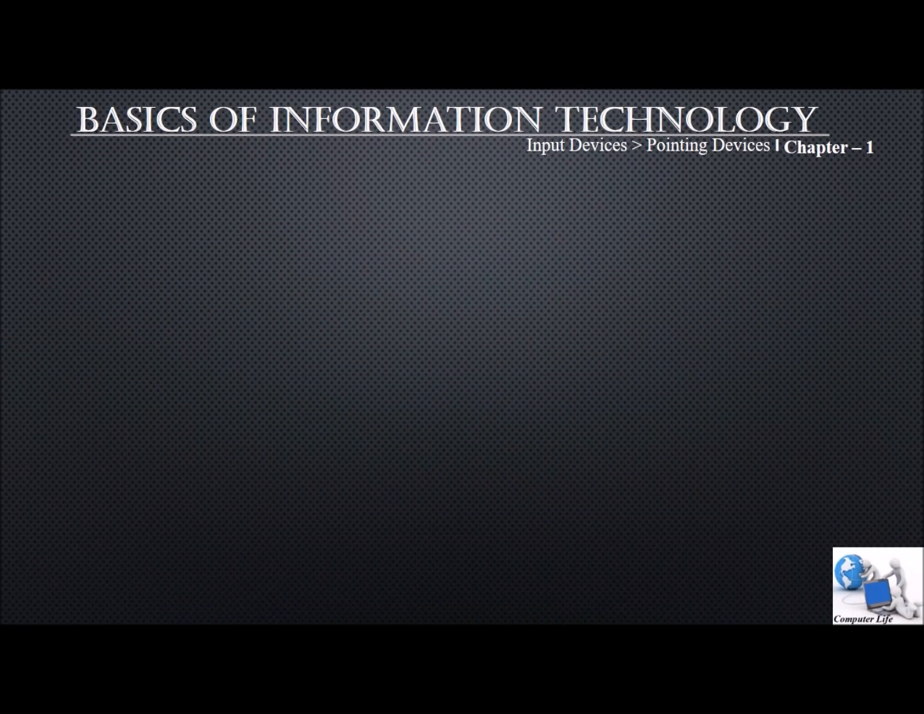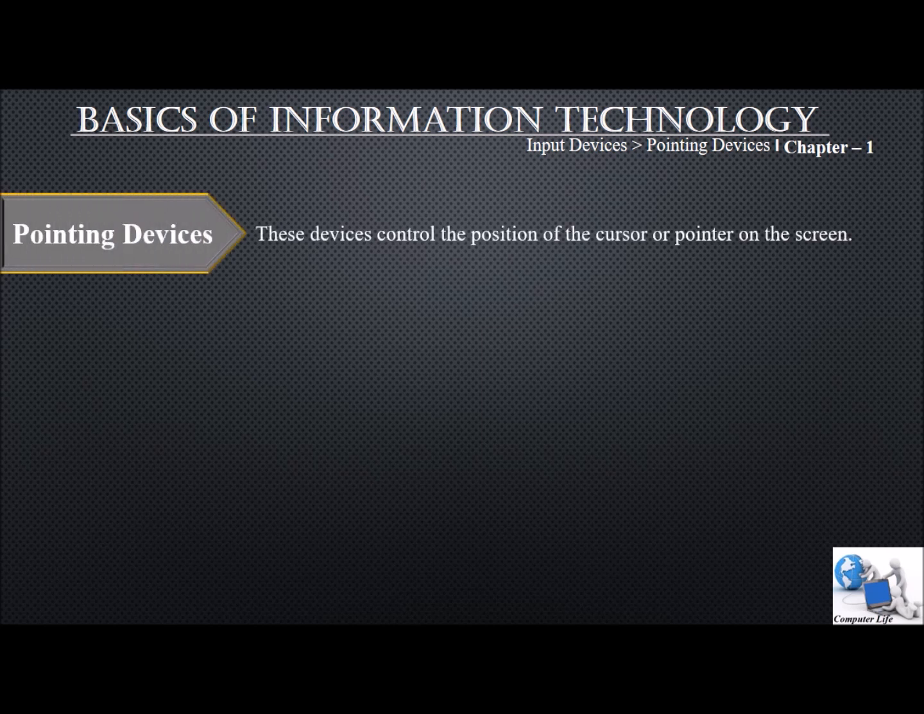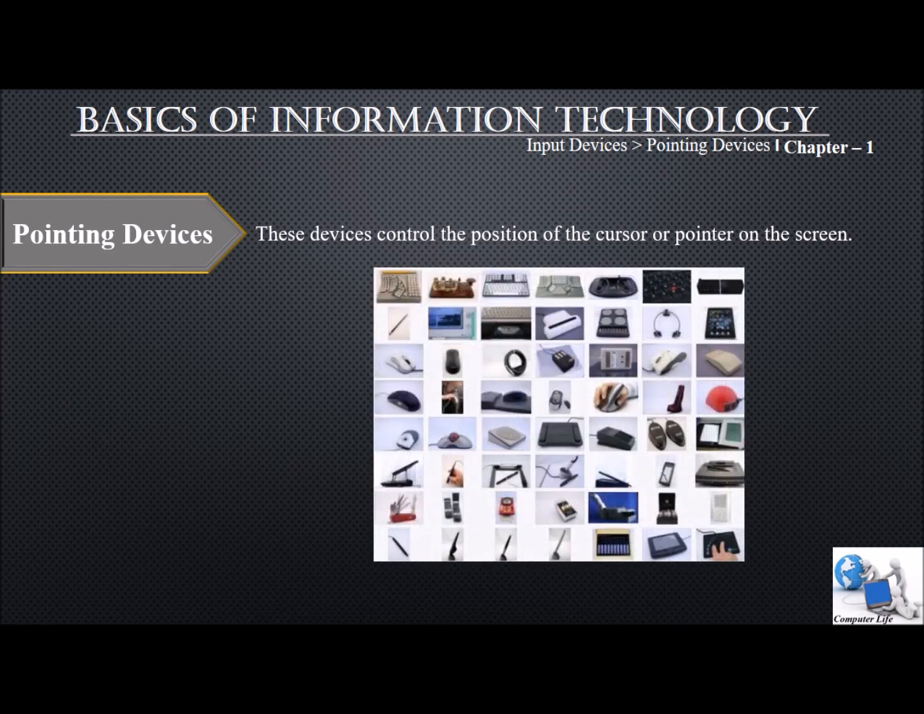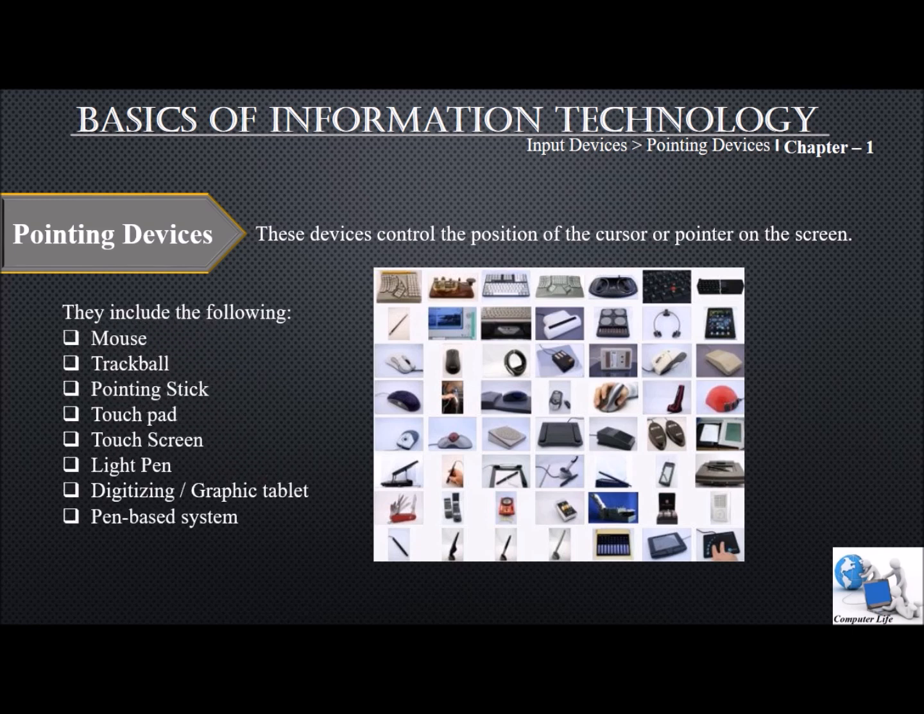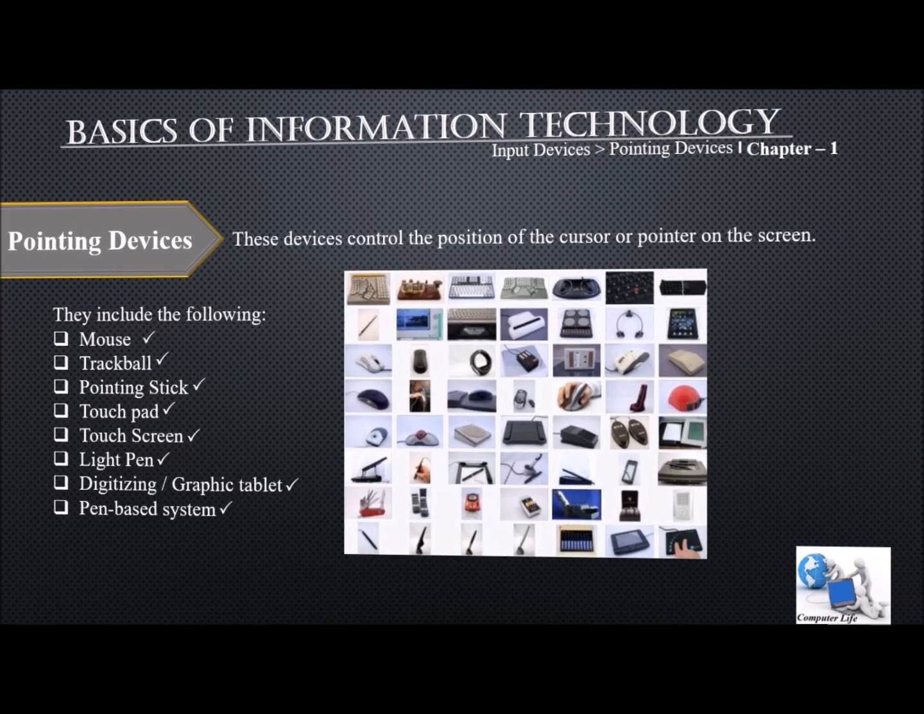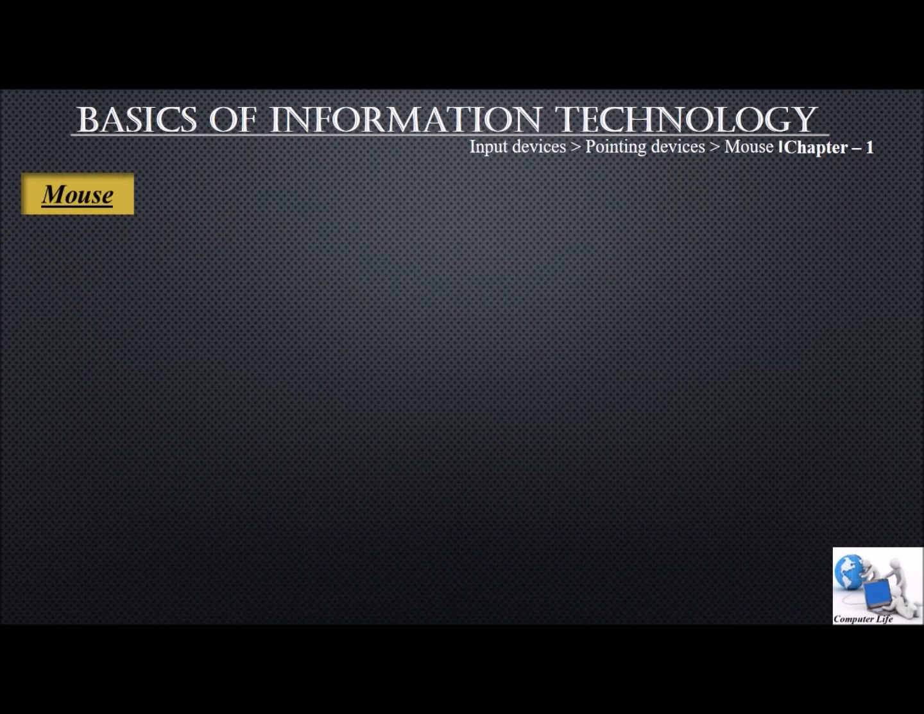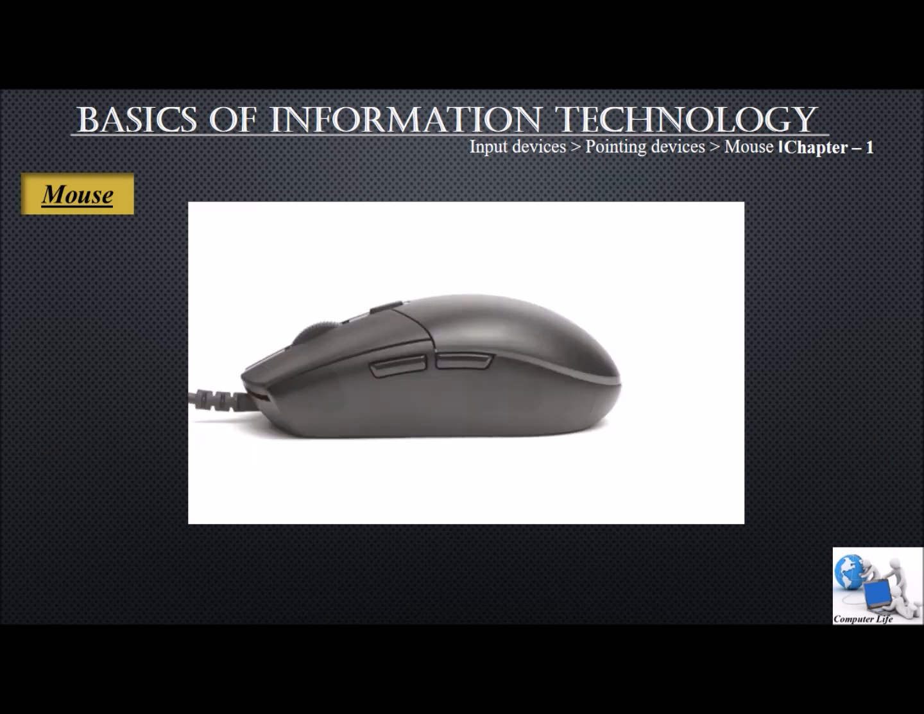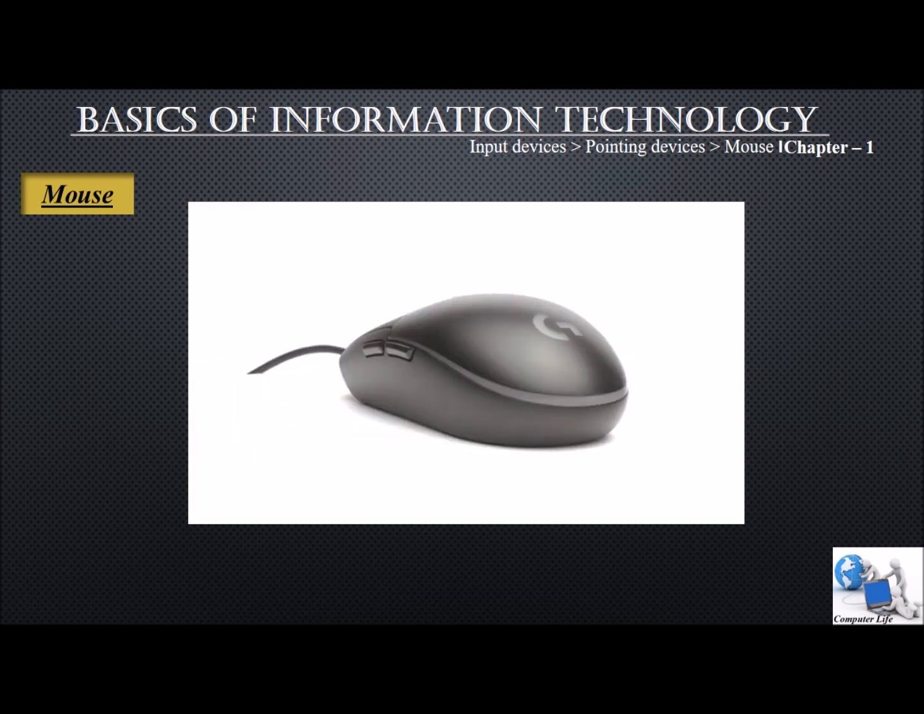The next input devices are pointing devices. These devices control the position of the cursor or pointer on the screen. A few of the pointing devices are also shown in the picture. Let's discuss a few pointing devices. For example, mouse, trackball, pointing stick, touchpad, touch screen, light pen, graphic tablet, and in the last, pen-based system. Mouse. Please see each side of the mouse carefully.